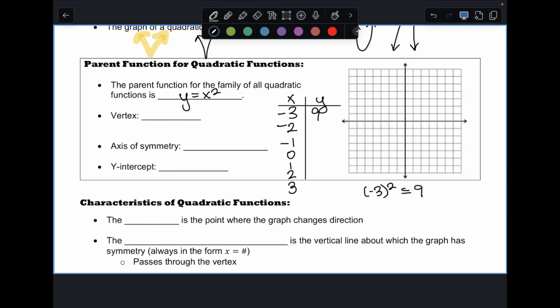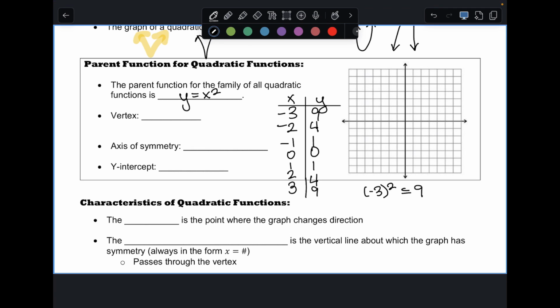What's -2 squared? Positive 4. What's -1 squared? 1. What's 0 squared? 0. What's 1 squared? 1. What's 2 squared? 4. 3 squared, 9. Okay.